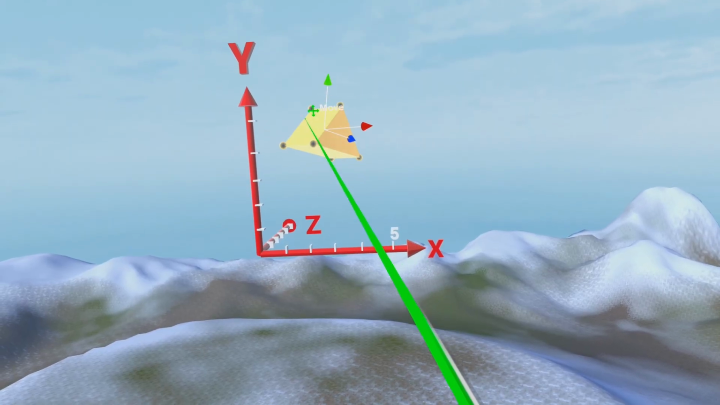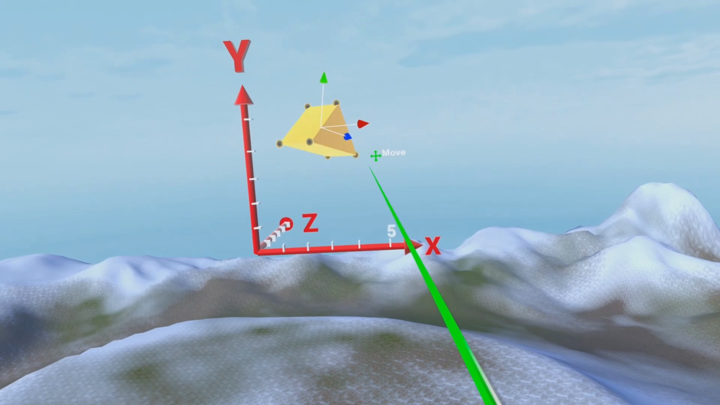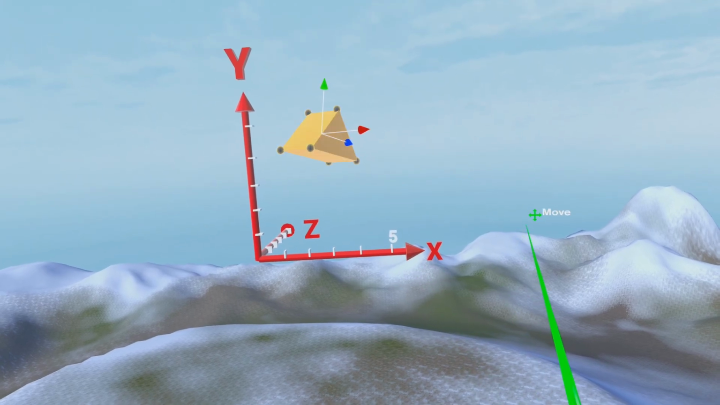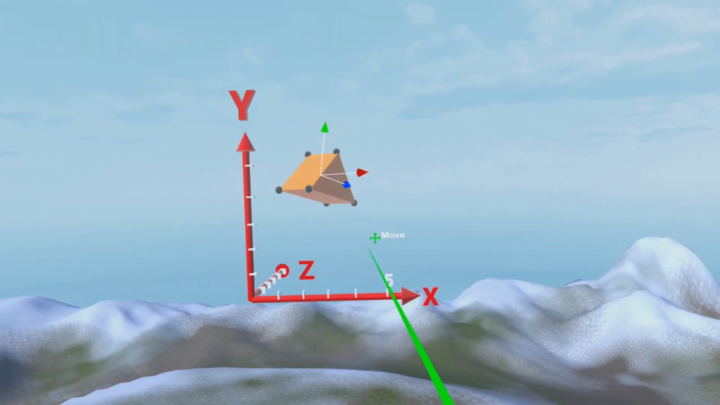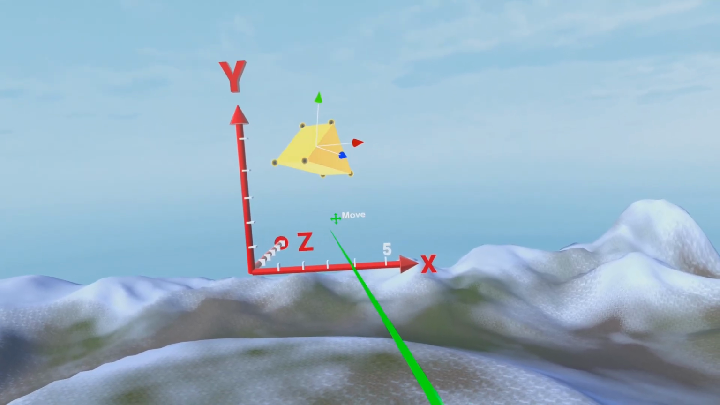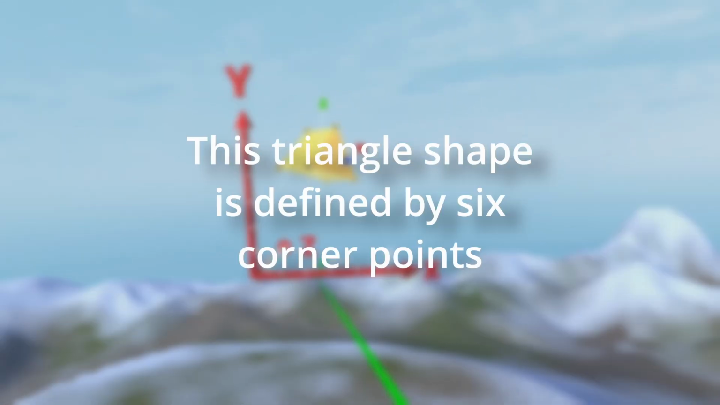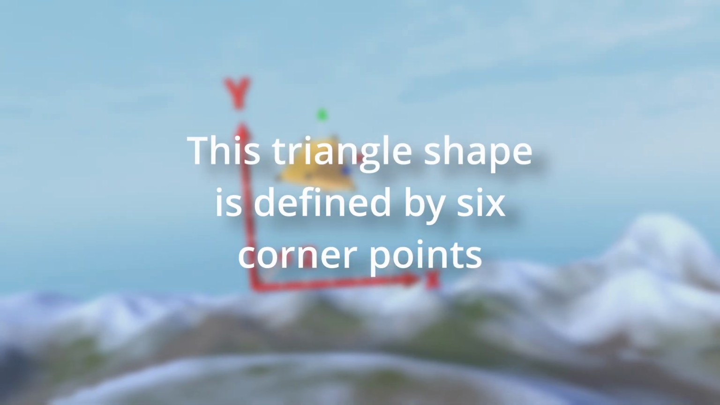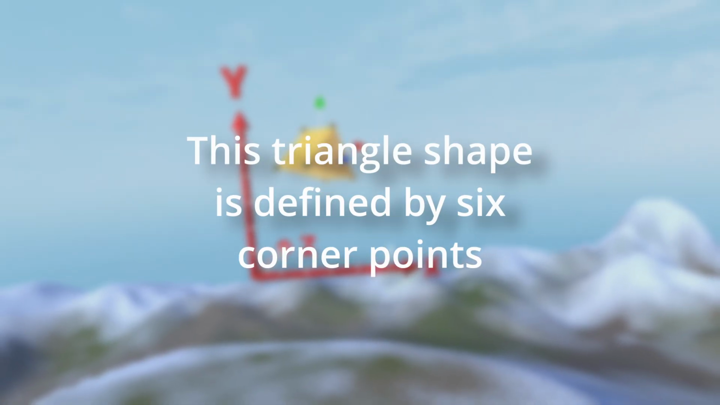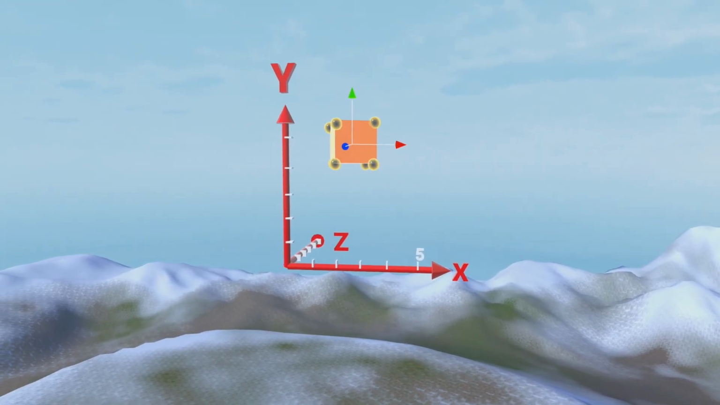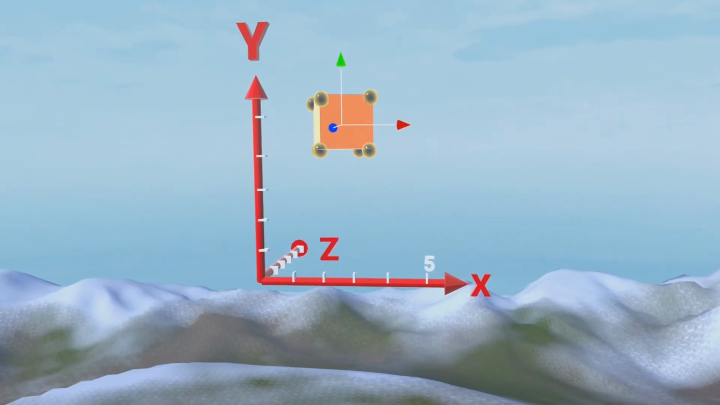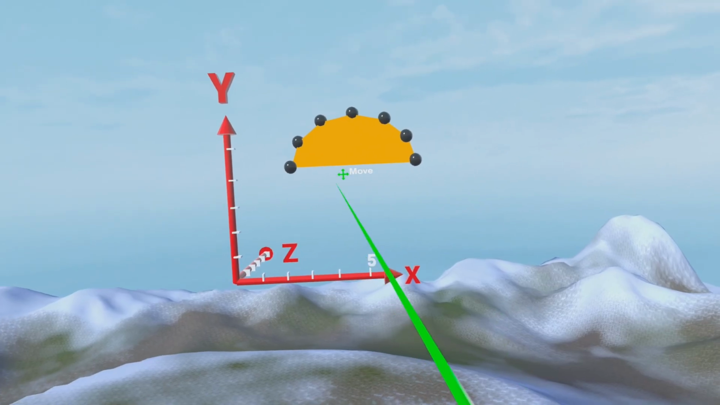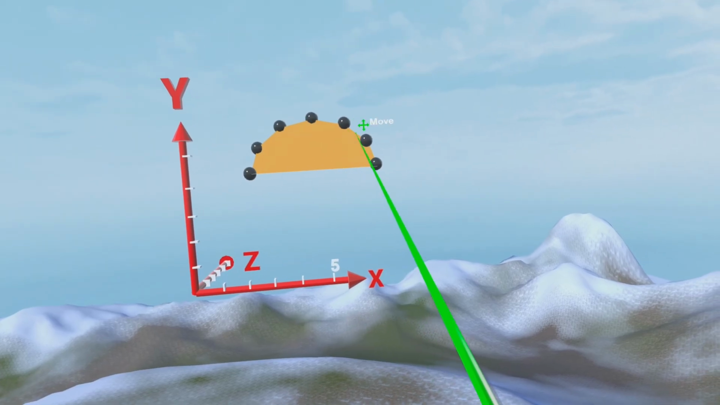Now imagine we have a three-dimensional object like this triangle thing. You can see this one is set by 3 coordinates in the front and 3 coordinates in the back. Or to put it simply, this triangle shape is defined by 6 corner points. You can do the same thing with this cube, and you can see this one is defined by 8 corner points. The same thing applies for round shapes.